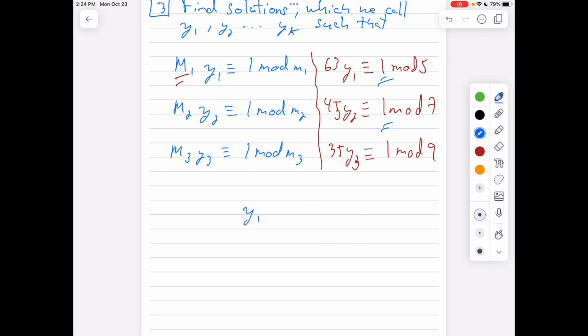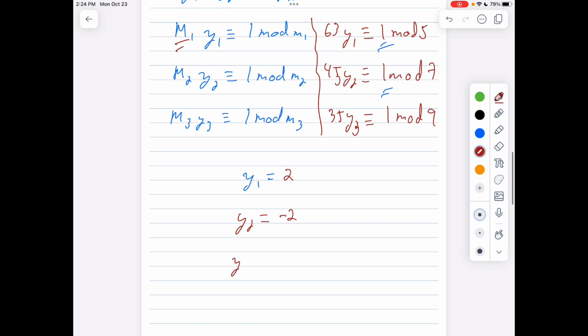So y1 is 2. y2 is going to be minus 2. And y3 is going to be, let's see here, 35 times 1, actually negative 1 works. 35 times negative 1 is negative 35, minus 1 is negative 36, and 9 goes into negative 36. So these are your 3 numbers right here.